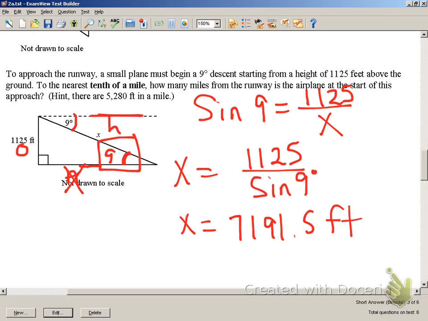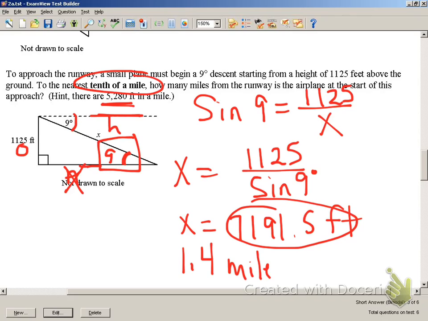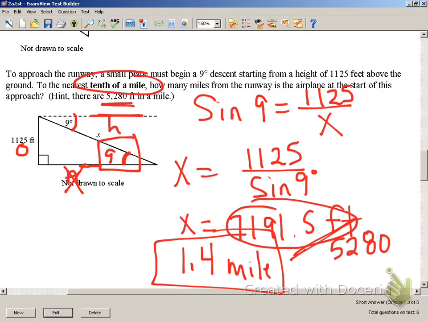7,191.5 feet. But notice it says to the nearest tenth of a mile. And if there are 5,280 feet in a mile, we're going to divide 7,191.5 by 5,280. So we get approximately 1.4 miles. All I did is take this number and divide it by 5,280 and round to the nearest tenth. So the airplane is approximately 1.4 miles from the runway when it begins its descent. And that is your startup for week number 2.